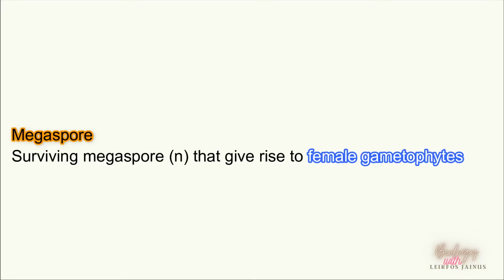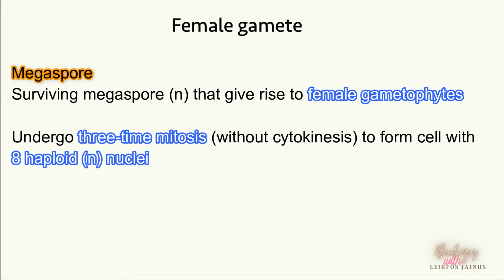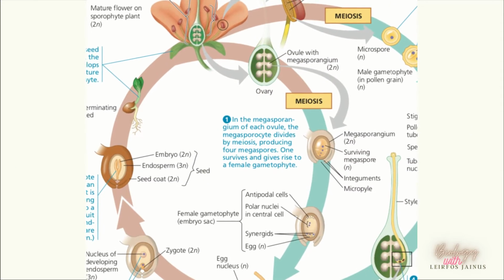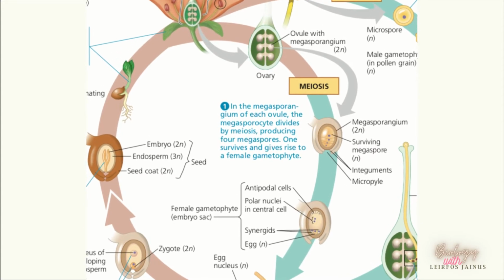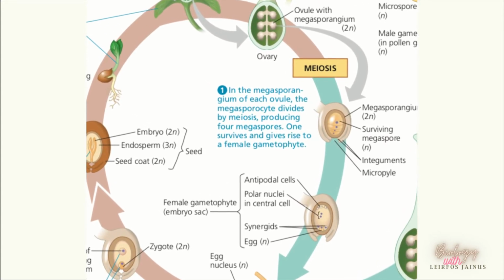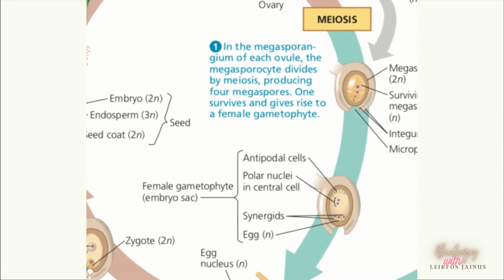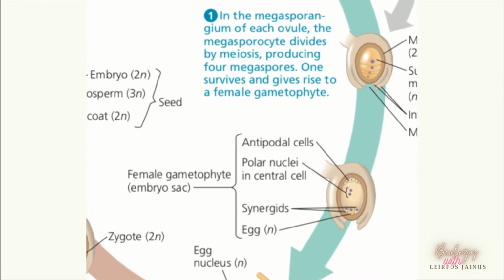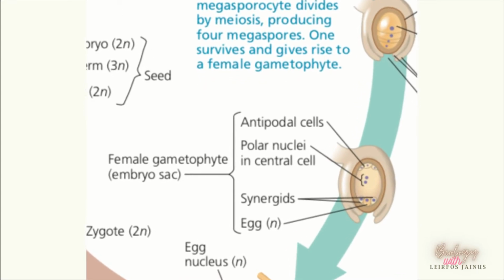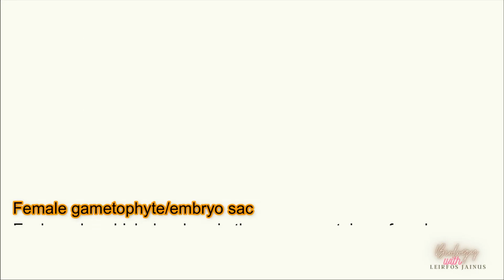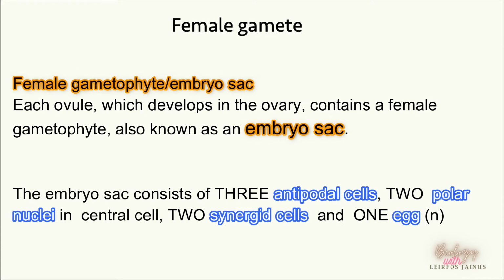Before it turns into the female gamete, the surviving haploid megaspore undergoes 3 rounds of mitosis without cytokinesis to form a cell with 8 haploid nuclei. Now the ovule, which contains 3 antipodal cells, 2 polar nuclei, 2 synergid cells, and 1 egg, will be called the embryo sac.